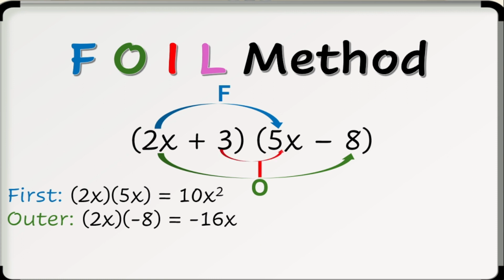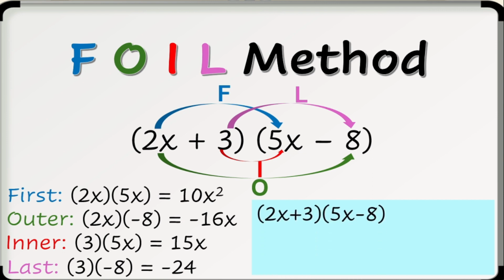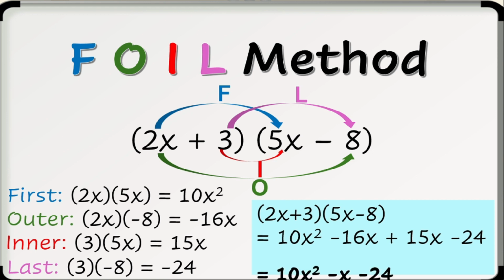For inner, we have 3 times 5x, which is equal to 15x. And for last, we have 3 times negative 8, which is equal to negative 24. Therefore, 2x plus 3 times 5x minus 8 is equal to 10x squared minus 16x plus 15x minus 24. Combining like terms, we have 10x squared minus x minus 24.